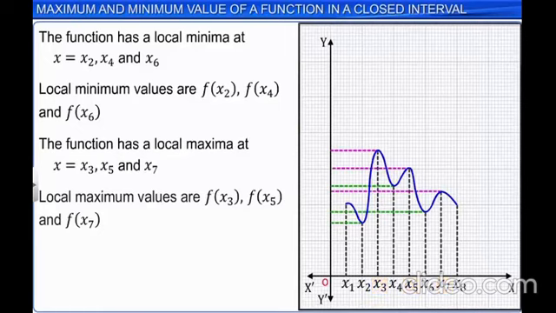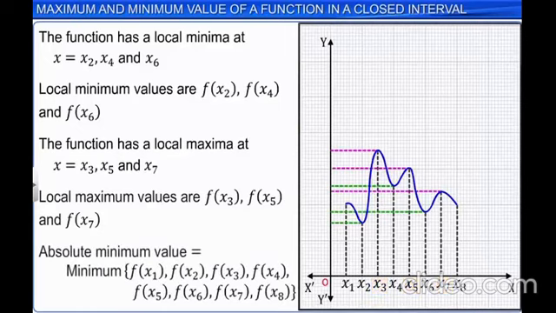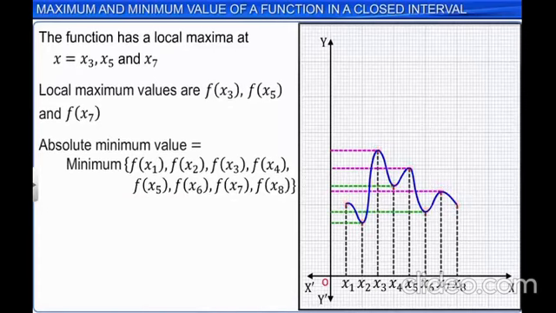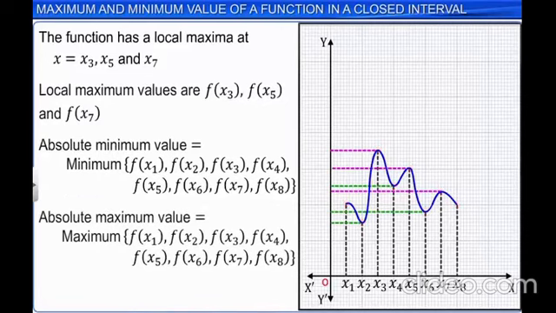The absolute minimum value of the given function is the minimum of all the values of the function at these critical points as well as at the end points. Also, the absolute maximum value is the maximum of all the values of the function at these critical points as well as at the end points.